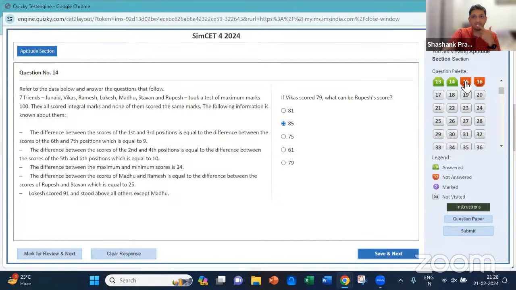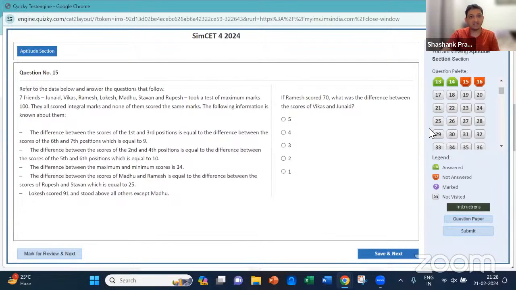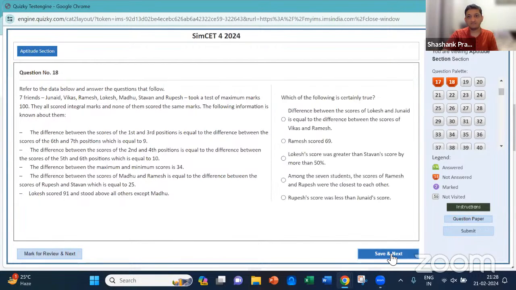If the topper is, sorry, Ramesh scored 70 ना. Ramesh अगर 70 करता है तो Ramesh is not the last one. 34 का गैप. ठीक है, I'll skip this one as well. Can't say.